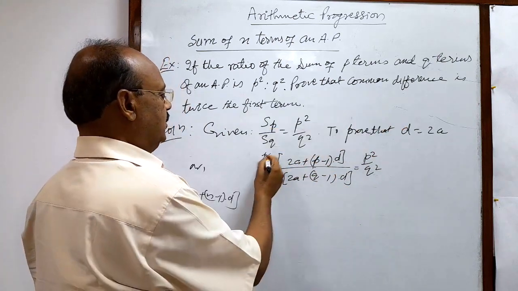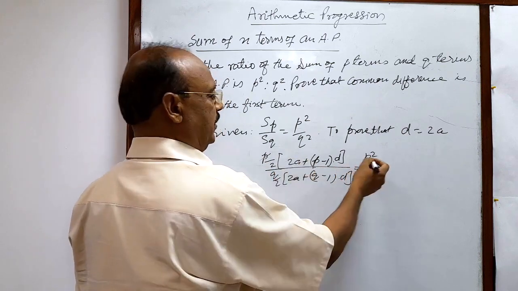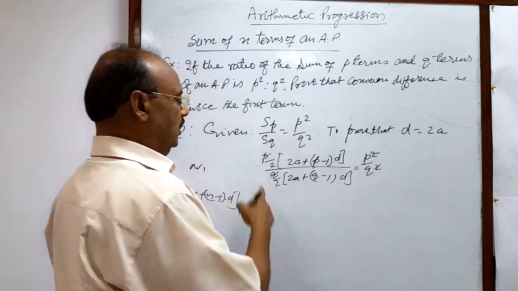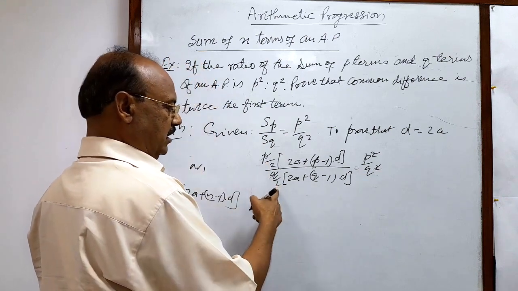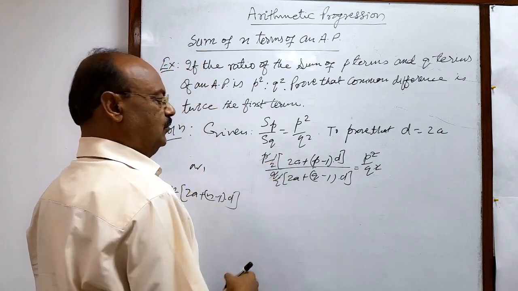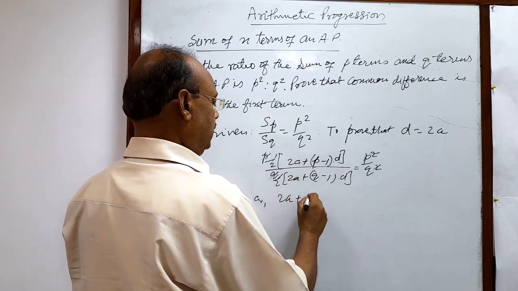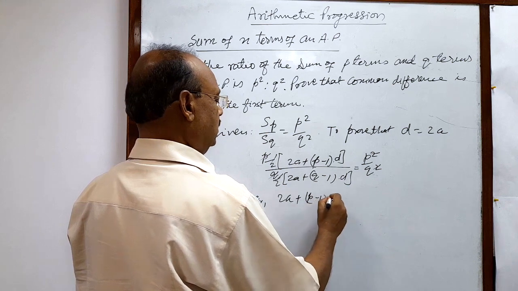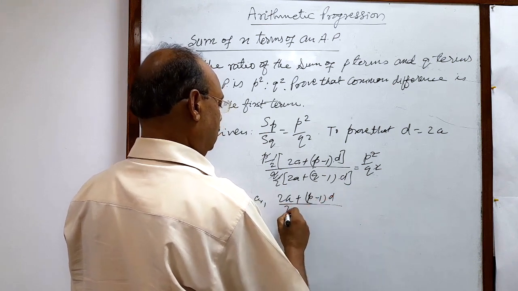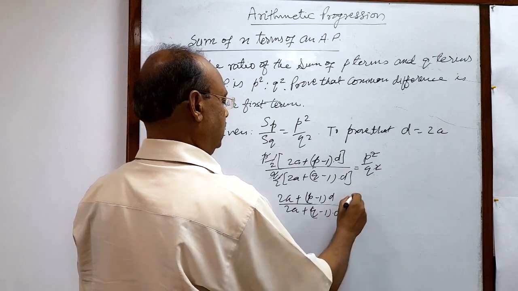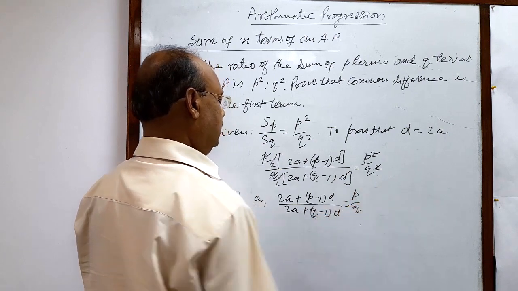So by simplifying it we can get that result very easily. First of all you see, one p will be cancelled out from the numerator, one q will be cancelled out from the numerator, and the half in the numerator and the half in the denominator will also be cancelled out. So what are we getting here? We are getting (2a plus (p minus 1) into d) upon (2a plus (q minus 1) into d) is equal to p by q.